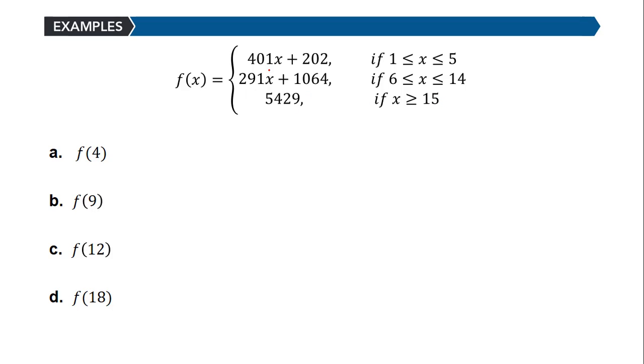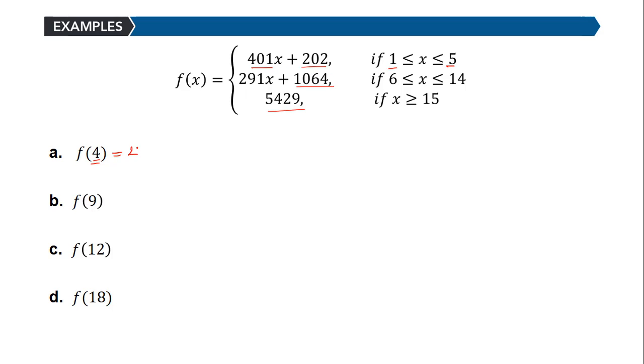And we were told the rule that you had to pay $401 per credit hour and then plus the $202 in fees. For the second rule, it was $291 per credit hour plus the $1,064. And the third case was just a flat rate of $5,429. So f of 4, we have to figure out, well, which piece does a 4 lie in? That is, which part of the domain does a 4 lie in? 4 is between the 1 and the 5. So we use this first rule.